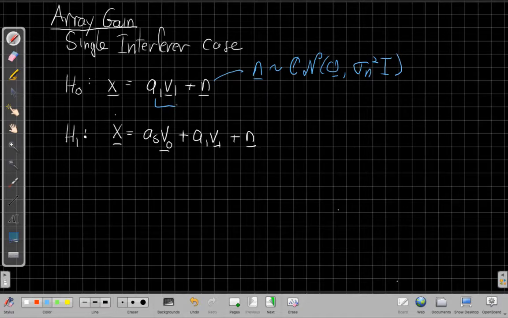Whereas this part here is the interferer, where we'll assume V1 is a fixed direction, the manifold vector for the fixed direction that it is coming from. But A1 is a scalar complex normal, the varying amplitude, the random amplitude of that interferer that will change with time. But we'll say it has some power sigma 1 squared. Okay, so this is the background we're dealing with all the time.